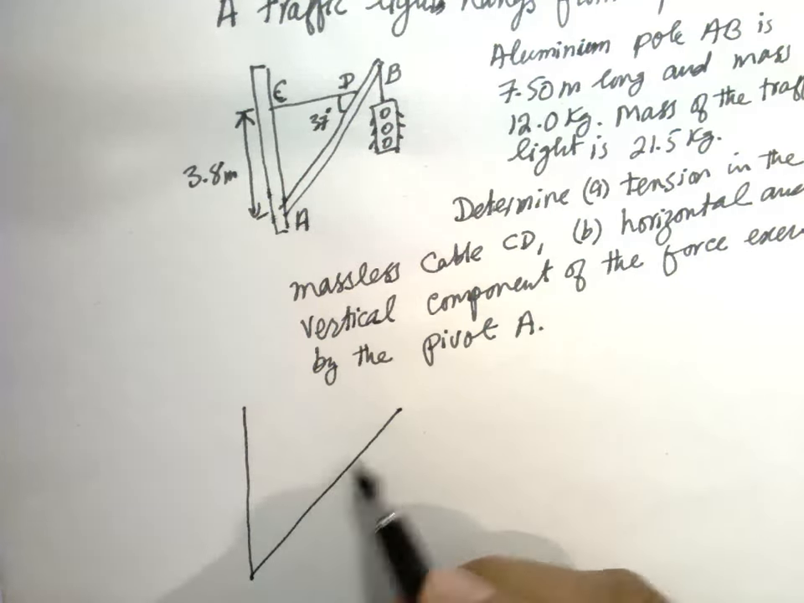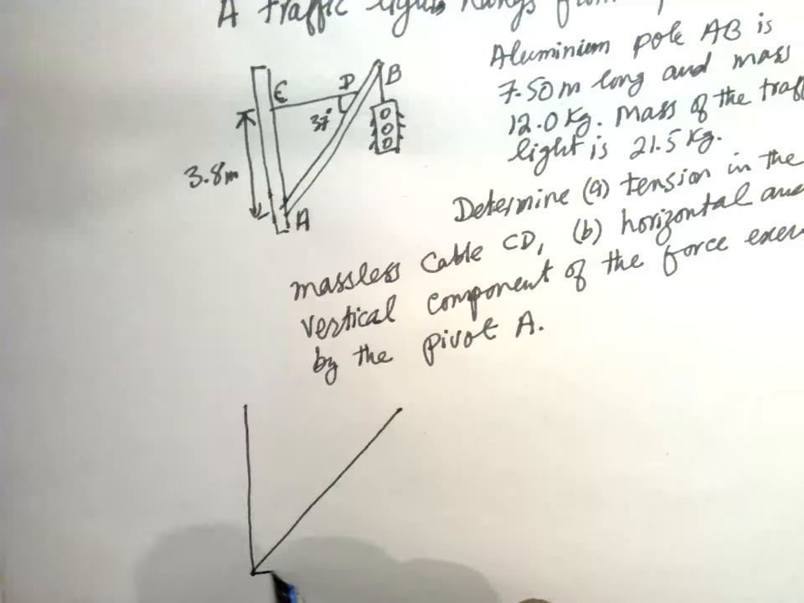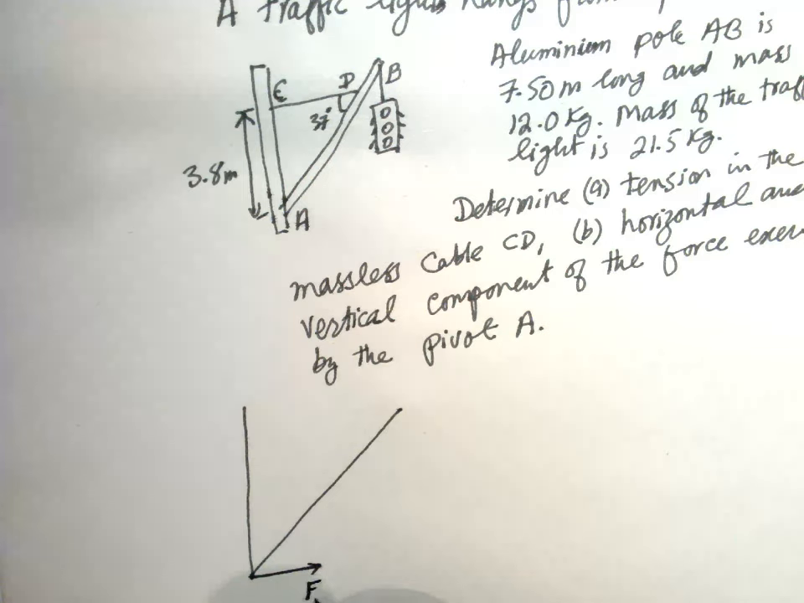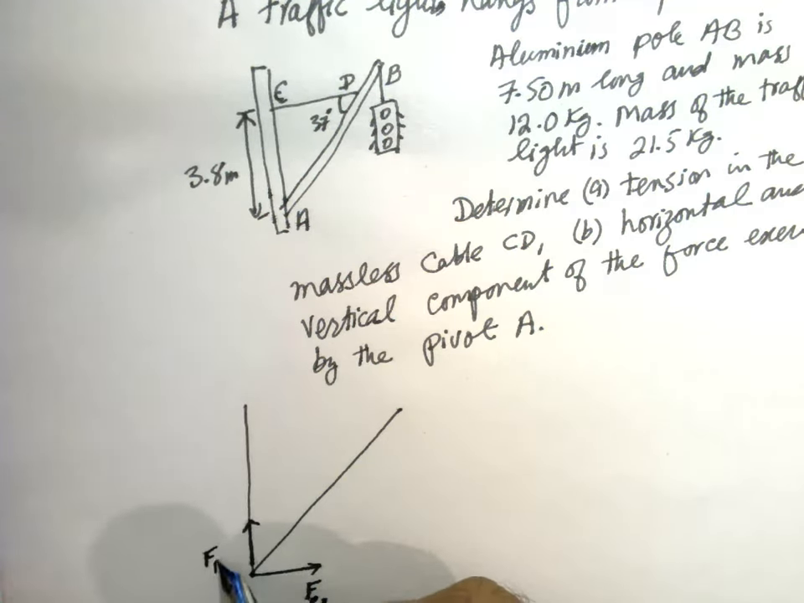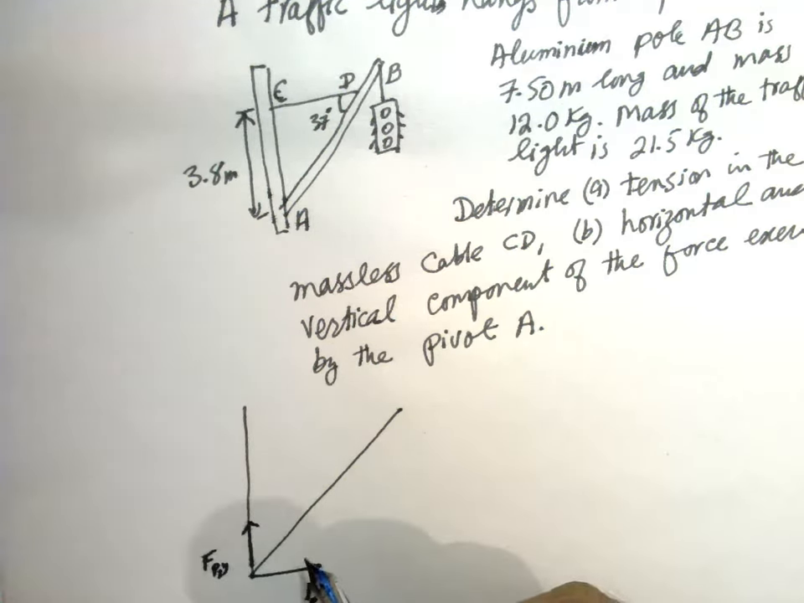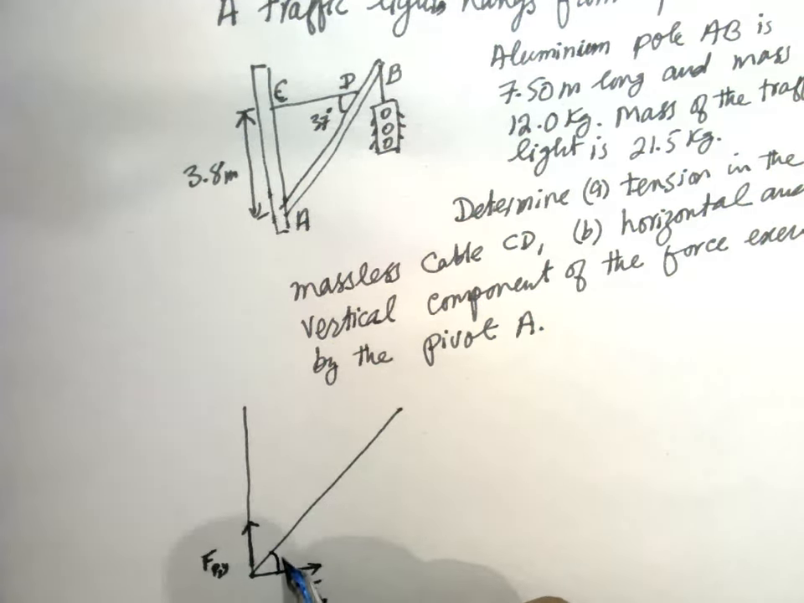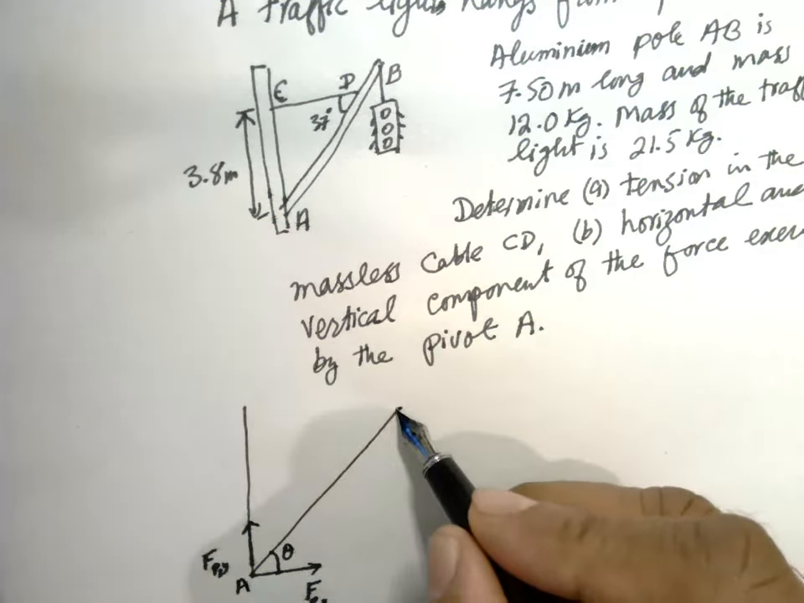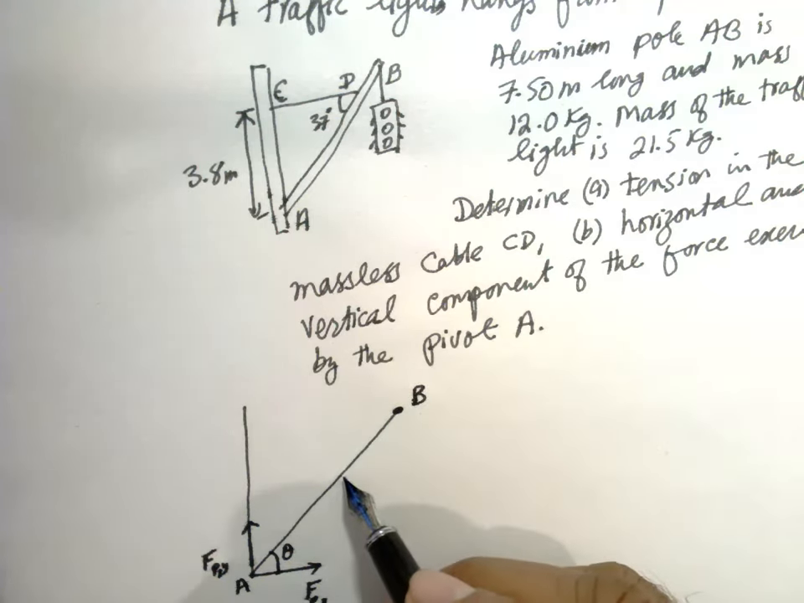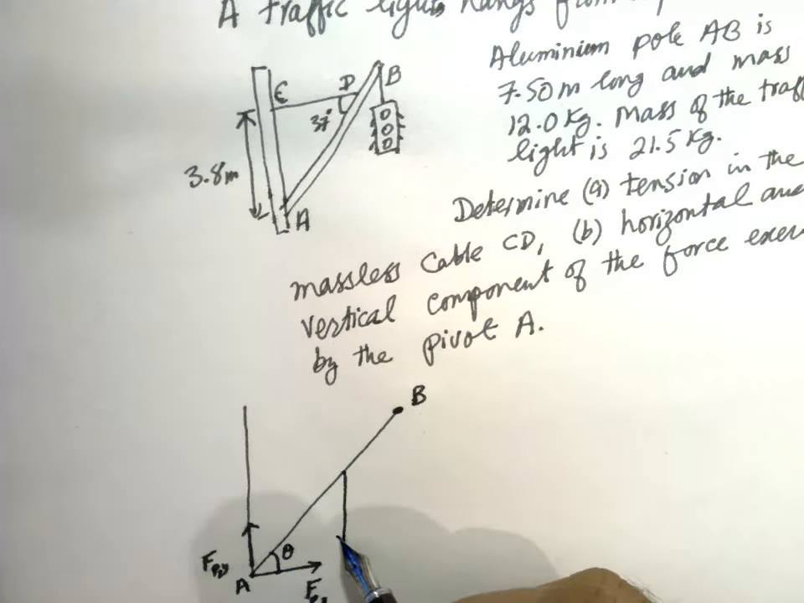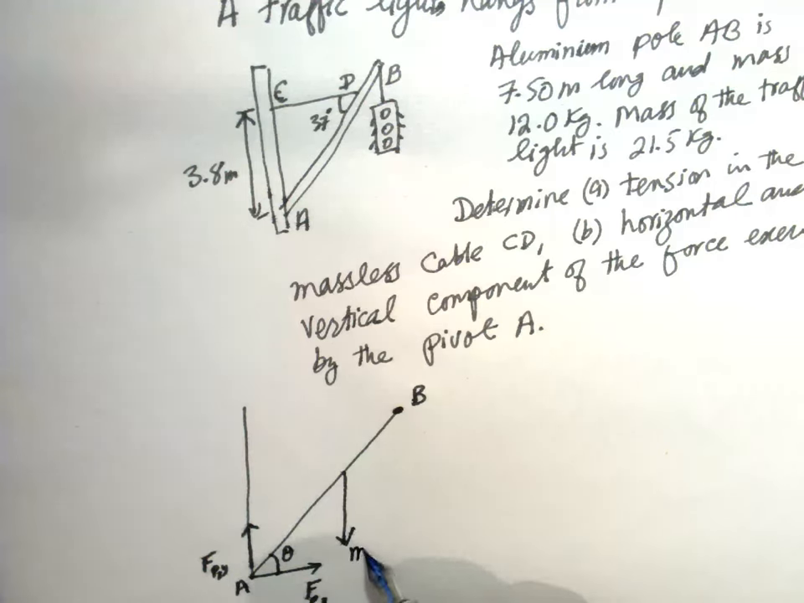So this here, there is a force which is F pole P of X, and in this direction is F of pole Y, and the angle is theta. And this is A point, and this is B point, and this has a center of mass, and this is MG.